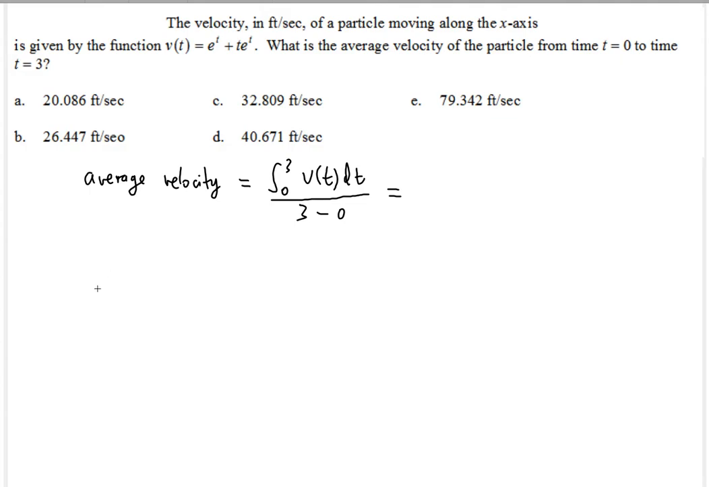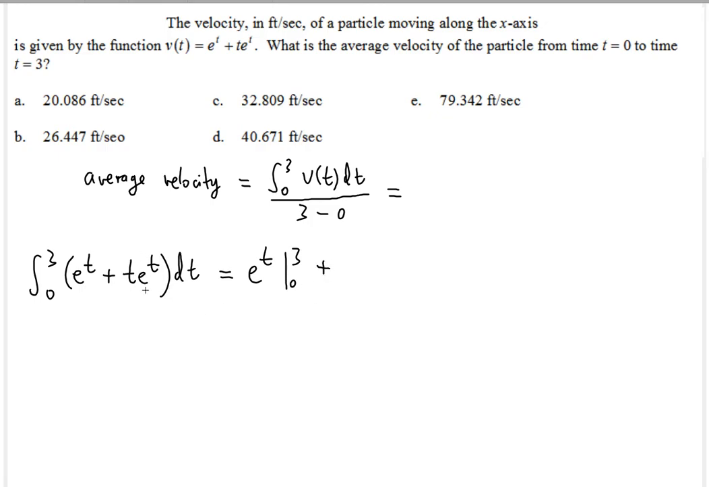So how do we find the integral from 0 to 3 of the velocity function? Well, as you can see, the velocity function is given here. So the integral from 0 to 3 of v of t is going to be e to the t plus t e to the t dt. Okay, so that should be pretty easy, because the first one is easy to integrate. It's just going to be itself, e to the t, evaluated from 0 to 3.